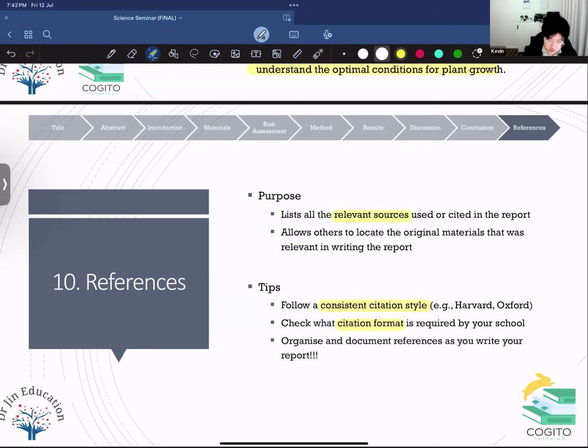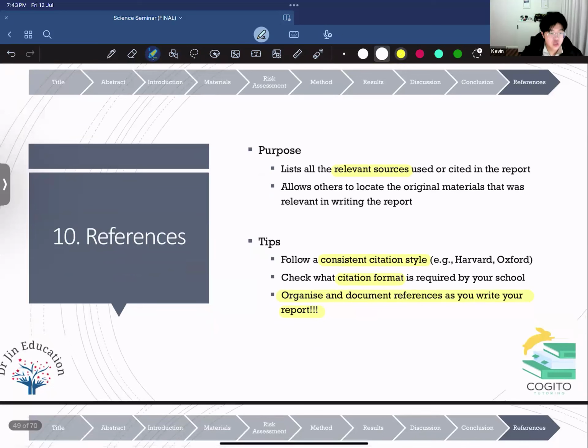And the last tip is the most important tip. I am guilty of this as well, okay? Organize and document references as you write your report. Okay, it's very easy for us to go click on the internet, click, click, click, do research, okay? And then once you write your report and you're finished, you're like, oh, I forgot which websites I used. Okay, I'm definitely guilty of that. So try to get in the habit of organizing and documenting it as you do your research.